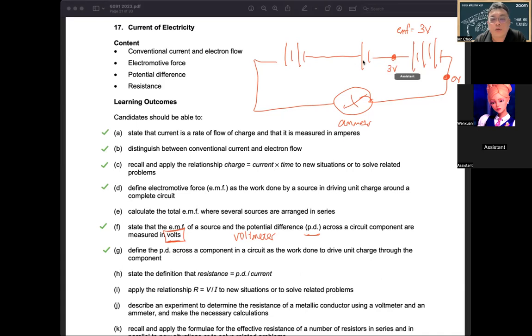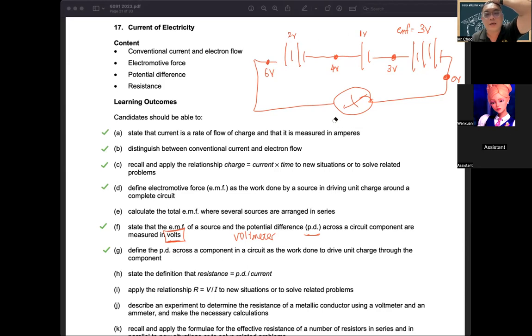Then if I were to add another battery here of 1 volt, this battery will increase the potential by 1. So before it's 3, right? This by 1 becomes 4 volt. And let's say this is a 2 volt battery. This 2 volt battery will increase the potential by 2 volt. It becomes 6 volt.